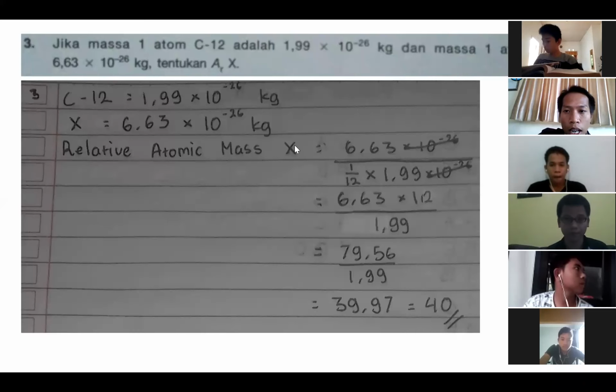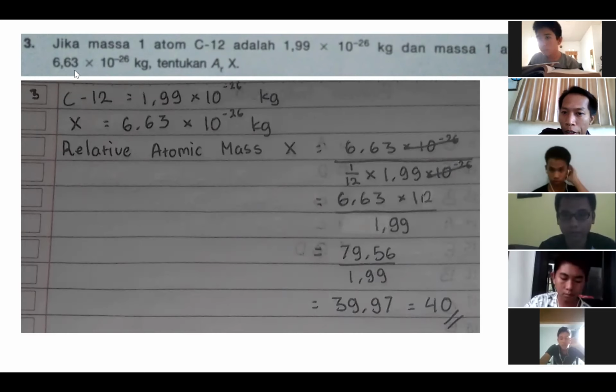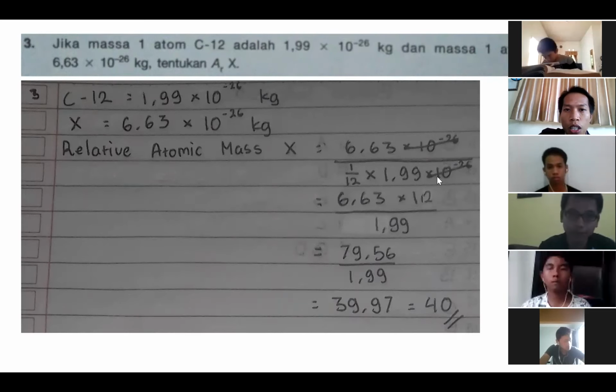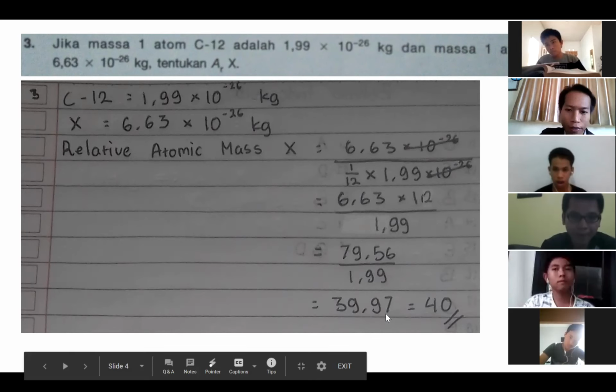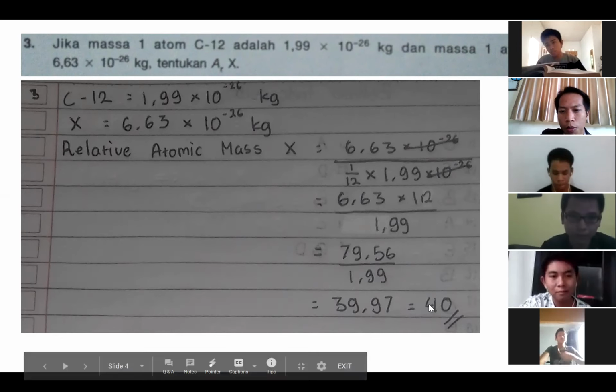So according to the formula, you will get the relative atomic mass of X is equal to the mass of X over 1/12 times the mass of carbon-12. The mass of X is given in the question: it is 6.63 times 10 to the power minus 26, over 1/12 times the mass of carbon-12, also given, 1.99 times 10 to the power minus 26. When you cancel the 10 to the power minus 26 and calculate, you will get that the relative atomic mass of X is 39.97. If you round up the number, it becomes 40.